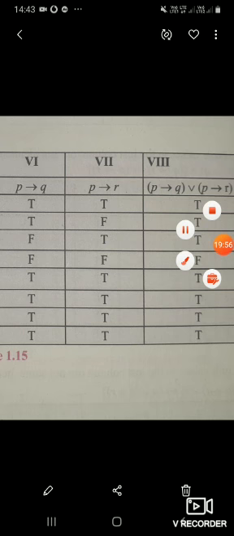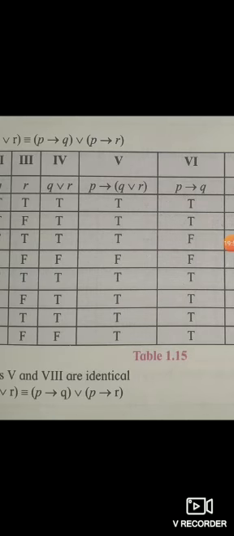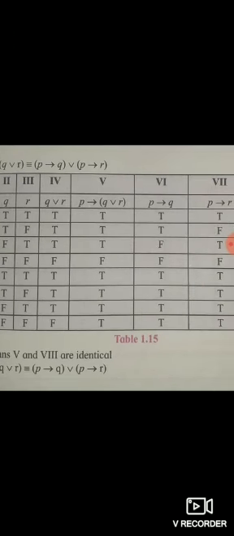Now let us see this one. Column number 5 is the left hand side, column number 8 is the right hand side. The fifth column and eighth column are identical. Both columns are identical, so we can say these two statements are equivalent. That means left hand side is equal to right hand side. Today we have discussed what is equivalence of two statement patterns.